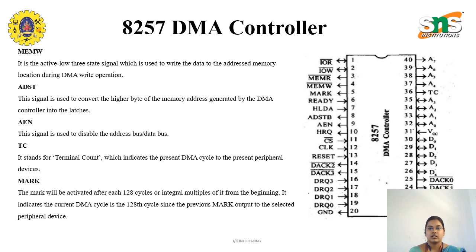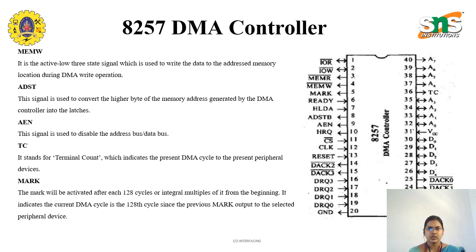And the last part here is the pin configuration. You can see that we have discussed all the pins: DRQ0 to DRQ3, and here we have the data acknowledgement lines, and from data D0 to D7 on the right-hand side you can find. And we have discussed input output write, input output read, and memory read, memory write.